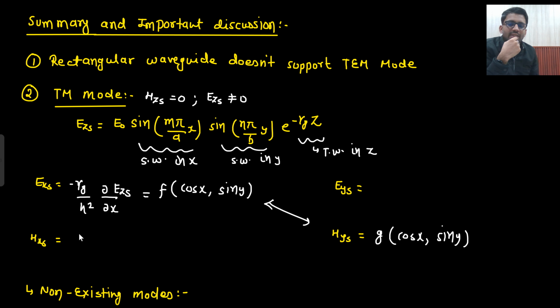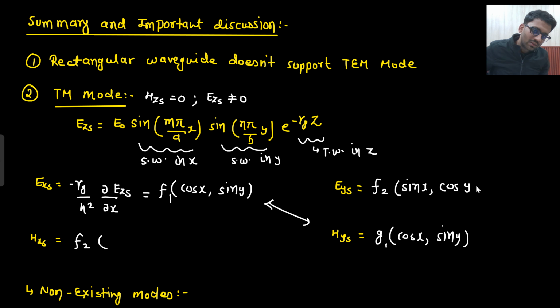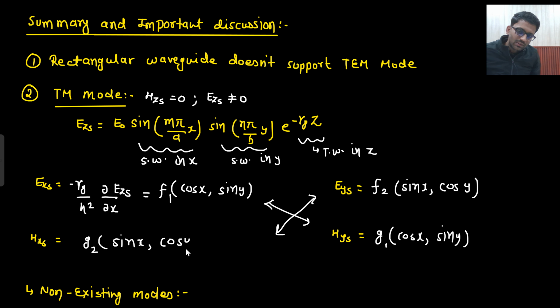Cos x and sin y. What about HXS? So E, F, G, H, any other function it is. F1 function, G1 function. This is some different function. But HXS and EYS are brothers. So if EX is a function of cos x sin y, then this is a function of sin x cos y. And these two are brothers. So here I can write this as G2. So this will be a function of sin x cos y. Just the opposite we need to do: cos x sin y, sin x cos y. So if you remember these things, then it will be very easy for you.